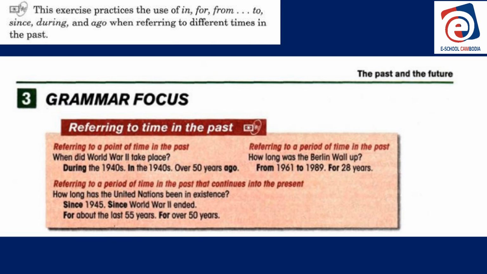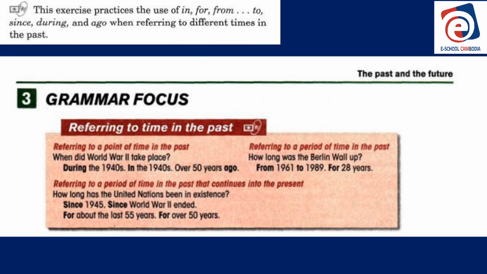When did World War II take place? World War II took place during the 1940s, during the time of the 1940s, or we can say it took place in the 1940s, or we can say from today over 50 years ago. More than 50 years ago, or over 50 years ago. So we use these words to talk about a point of something that happened in the past.